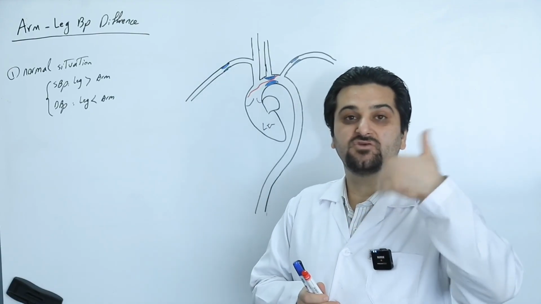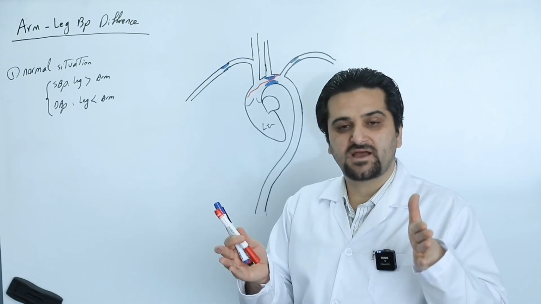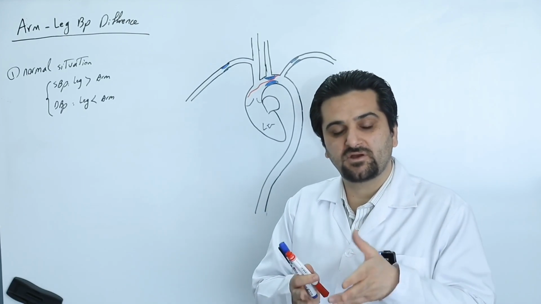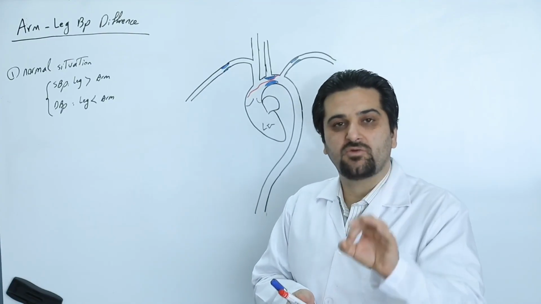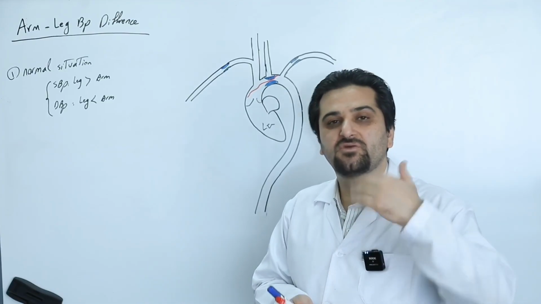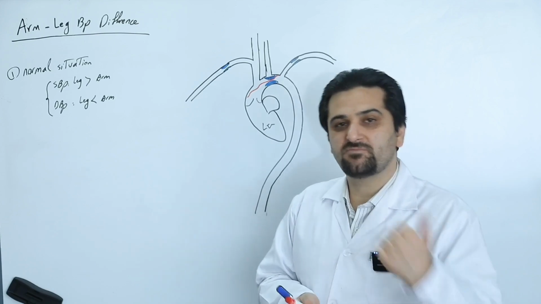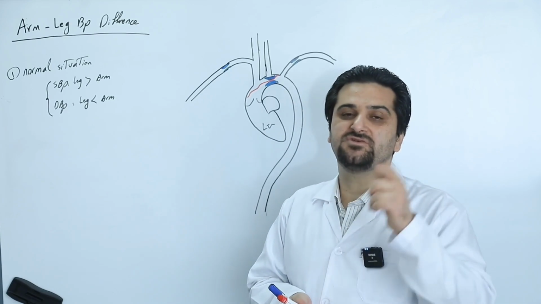For this reason, systolic blood pressure increases, and during diastole, since vascular compliance and vascular recoil cannot occur, diastolic pressure decreases. Therefore, in elderly individuals with progressive atherosclerosis, systolic blood pressure in the legs increases by more than 20 millimeters of mercury compared to the arms. The second reason is aortic insufficiency.